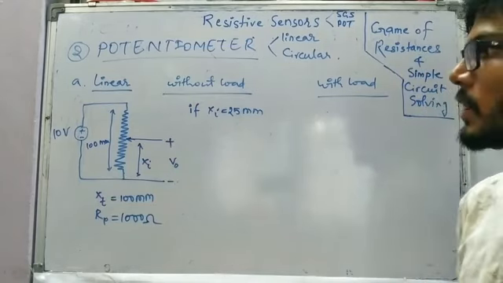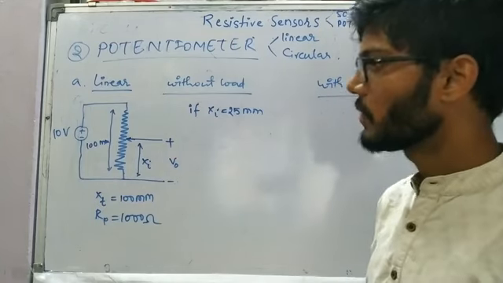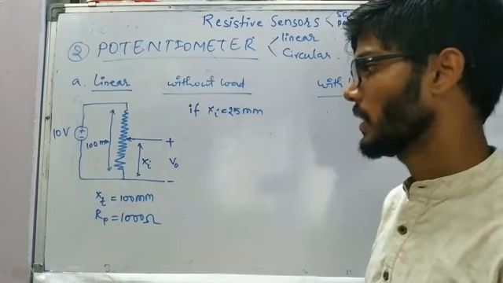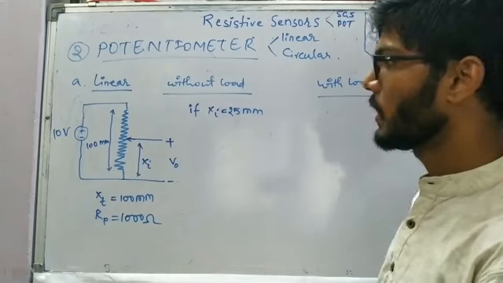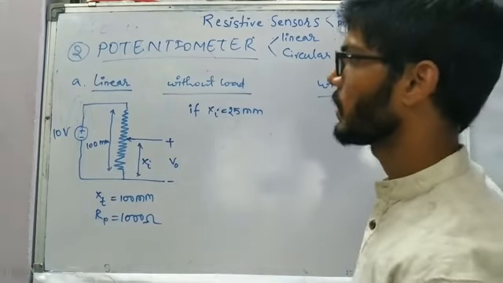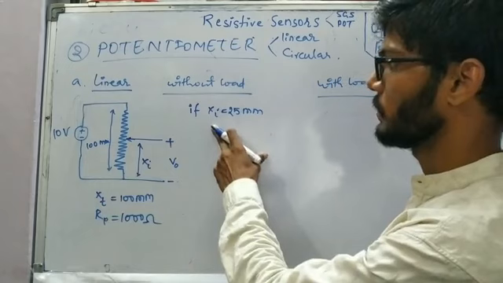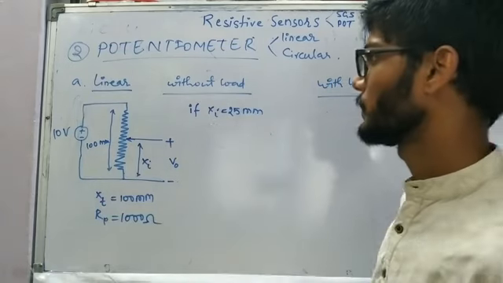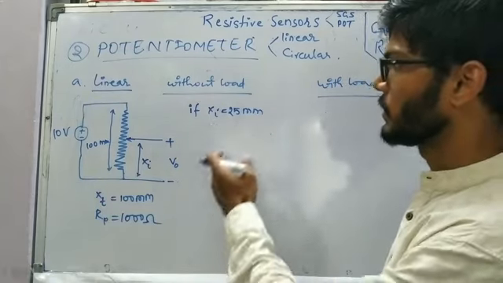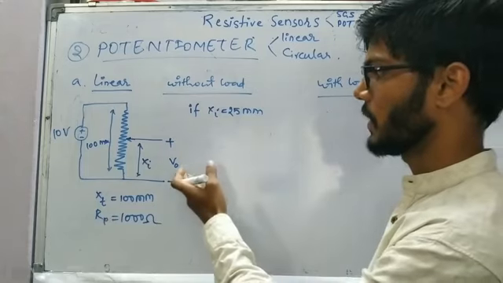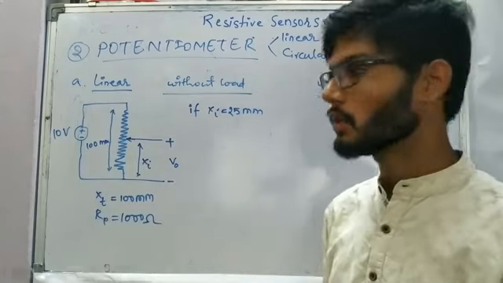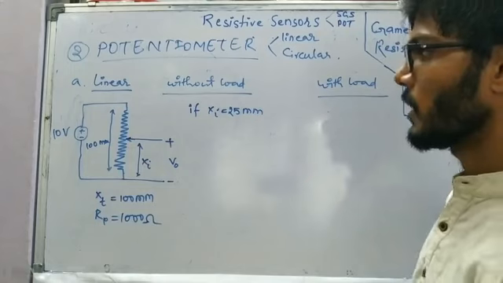I have drawn a simple potentiometer which is going to have a length of 100 mm and a resistance of 1000 ohm, and it is given a supply voltage of 10 volt. The pointer is showing the position as 25 mm, and we wish to calculate what will be the indication of output voltage.